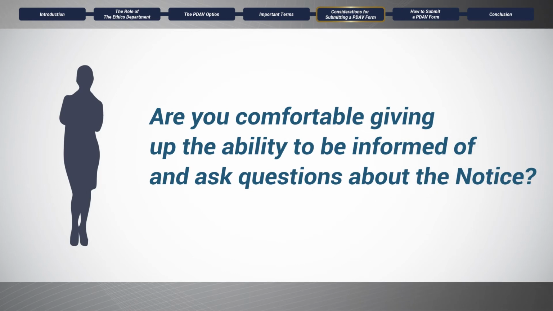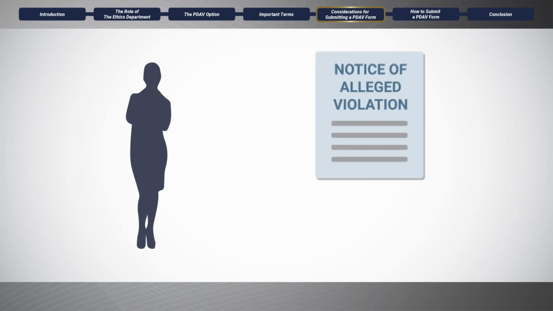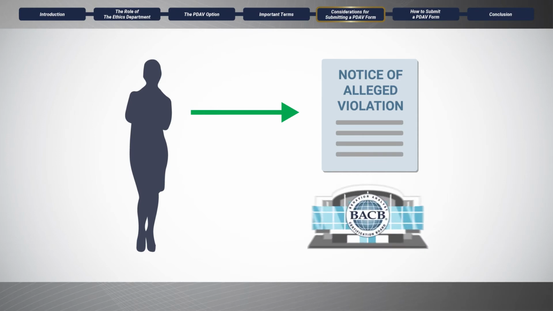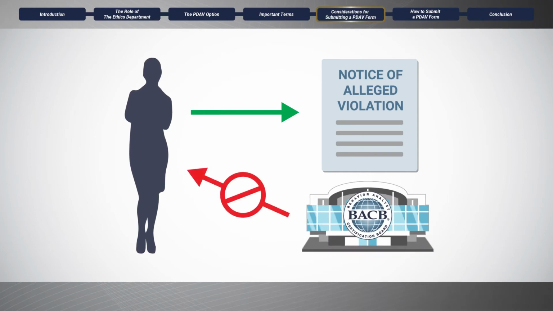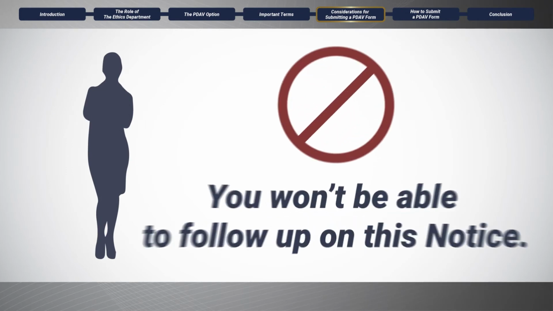Are you comfortable giving up the ability to be informed of and ask questions about the notice? As we mentioned earlier, the publicly documented alleged violation option is anonymous. This means that the BACB has no way of knowing the notifier's identity, sharing that information with the subject, or keeping the notifier informed of the outcome of the complaint. Before submitting this form, make sure you're okay with the fact that you won't be able to follow up on this notice.